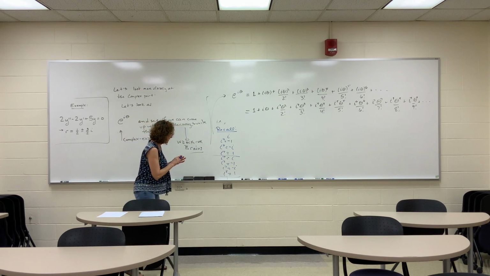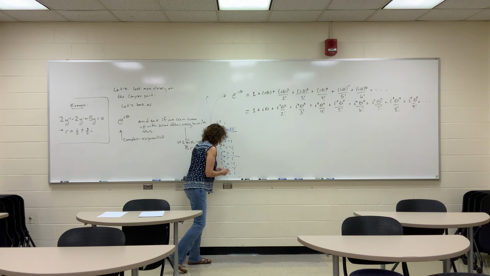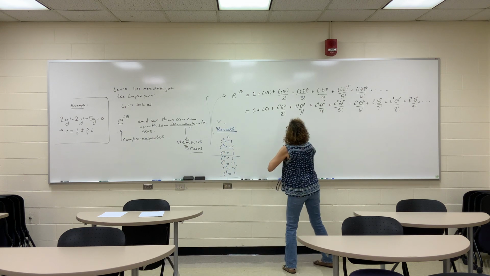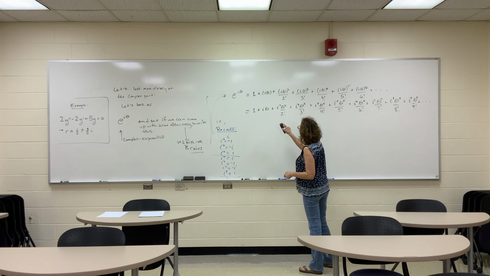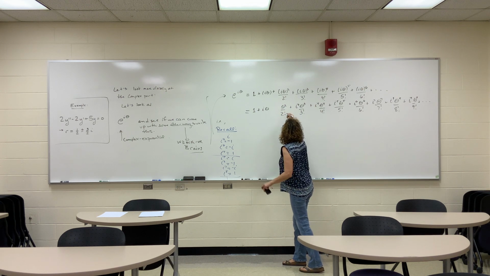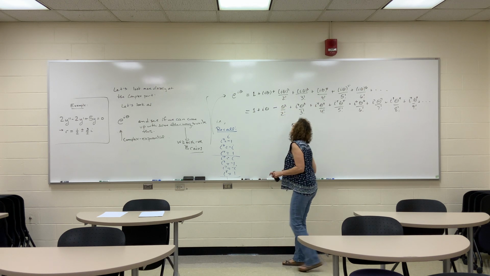Awesome. Alrighty. So what do we got here then? We have 1 plus i theta, and then i squared. What am I going to replace i squared with? i squared is -1. So this is going to be minus theta squared.